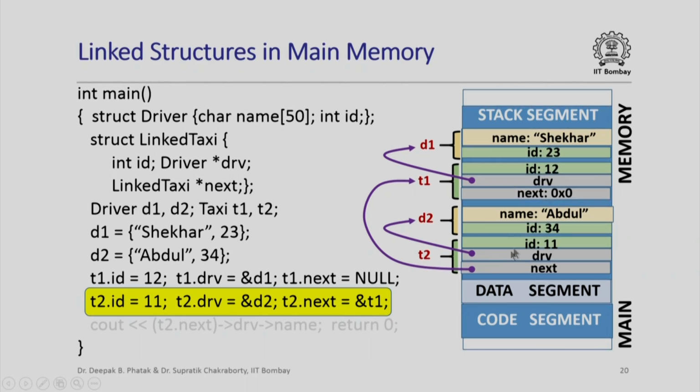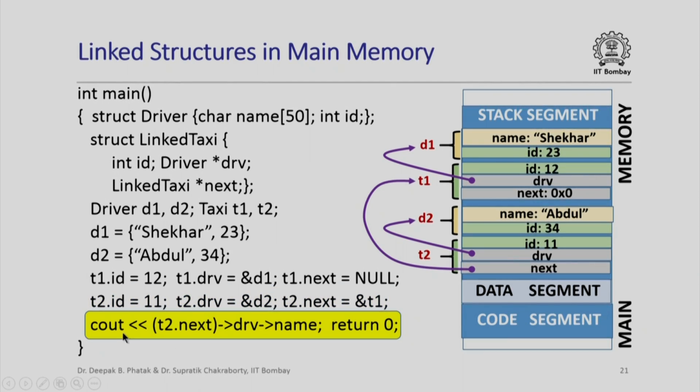T2.id is assigned 11, so 11 is copied here. T2.drv is assigned the address of D2, so T2.drv starts pointing to the variable D2, and T2.next is assigned the address of T1. So the member next of the variable T2 now starts pointing to the variable T1. So you see that here I have T1 and T2, both of which are variables of the same type, and a member of T2 named next is actually pointing to T1. So this is how a linked structure can be created in main memory.